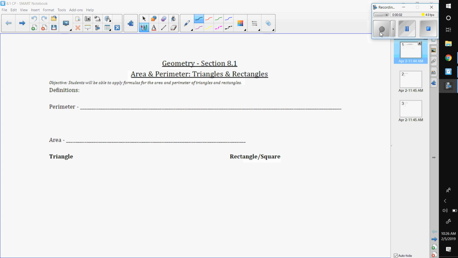Okay, so after you've done the warm-up, you now should be looking at filling this in. So we're starting with area and perimeter, and we're going to begin with triangles and rectangles. Those have the easiest formulas that we're going to be talking about.